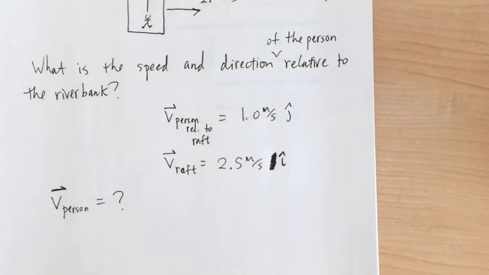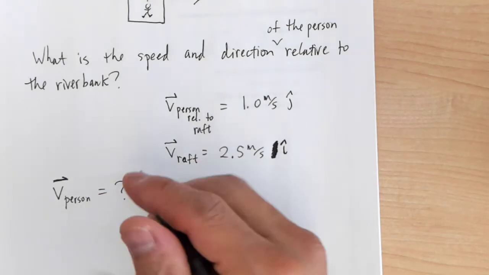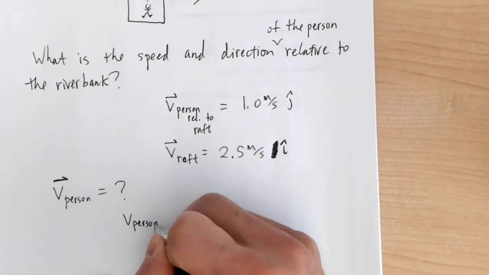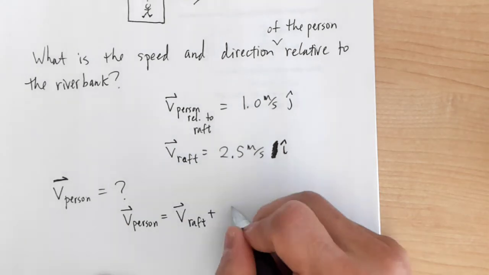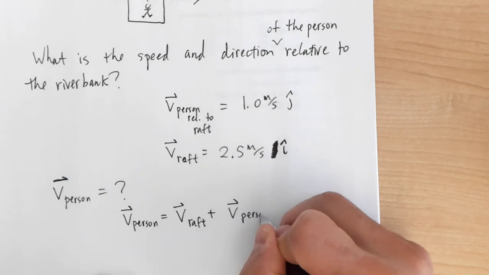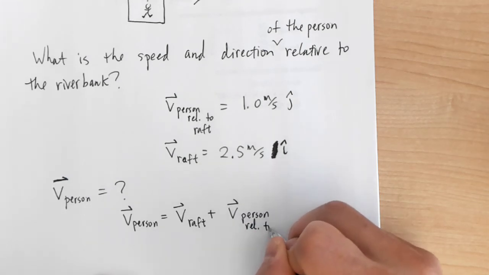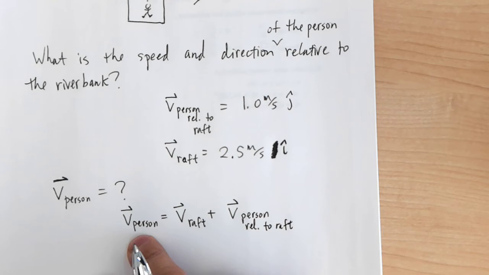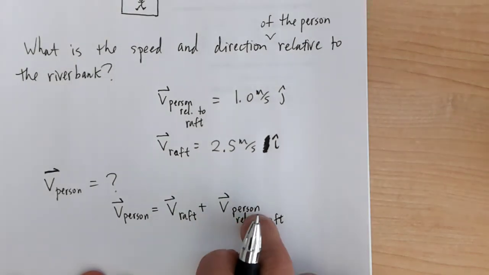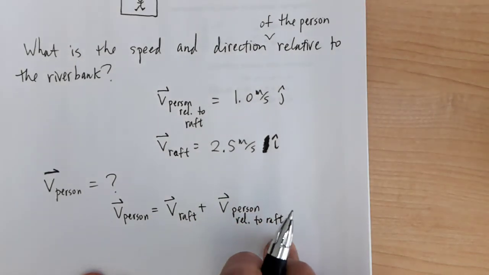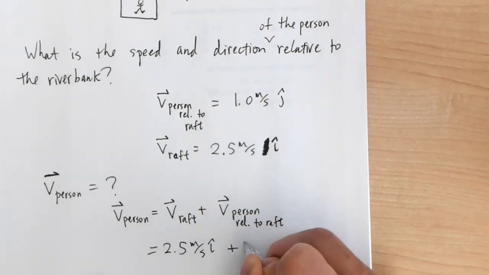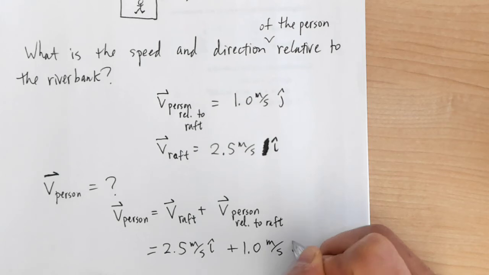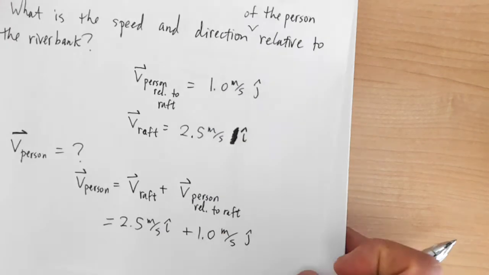Okay, so we want to know what is the velocity of the person. But we know the velocity of the person is equal to the velocity of the raft plus the velocity of the person relative to the raft. The velocity of the person is the velocity of the raft plus the extra amount that the person is moving relative to the raft. Okay, so now let's write this out. This is 2.5 meters per second I hat plus 1.0 meters per second j hat. Okay, so those are the components of my vector.